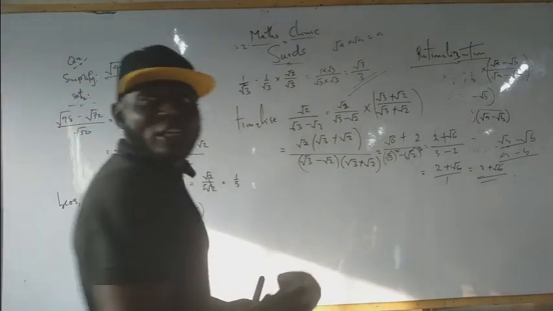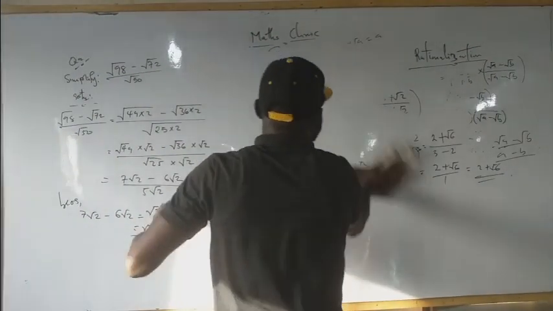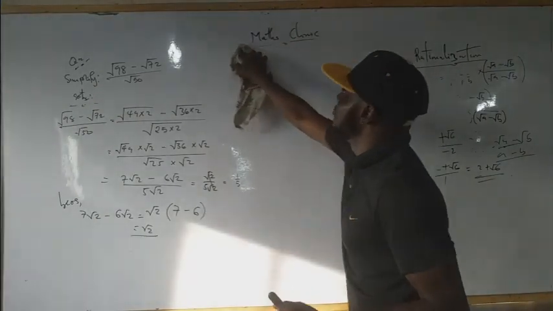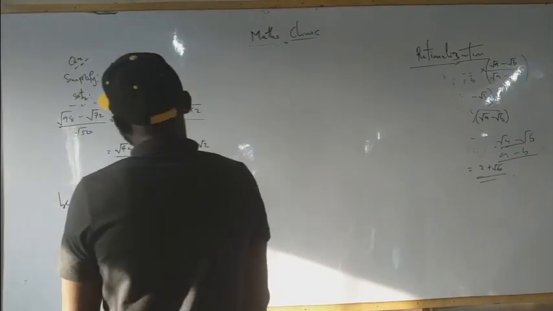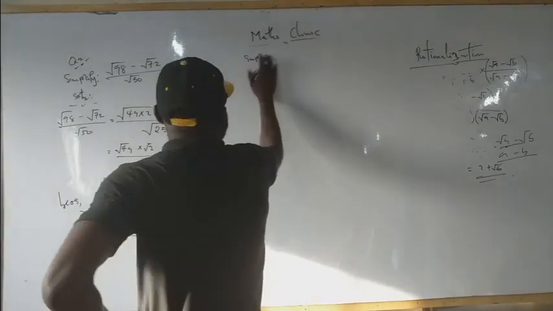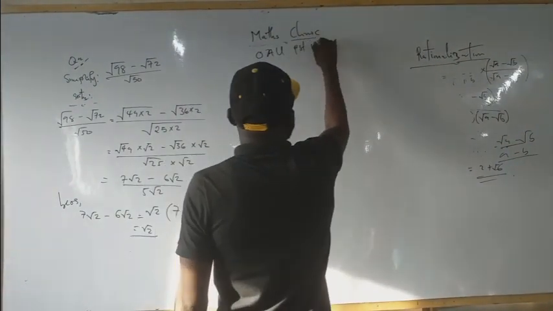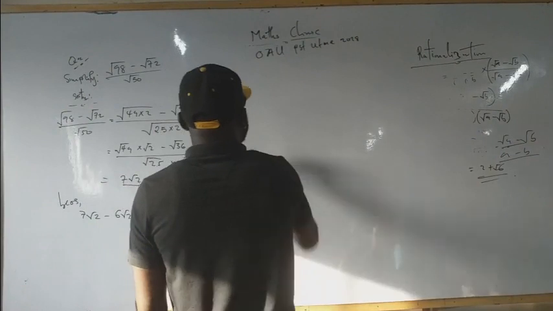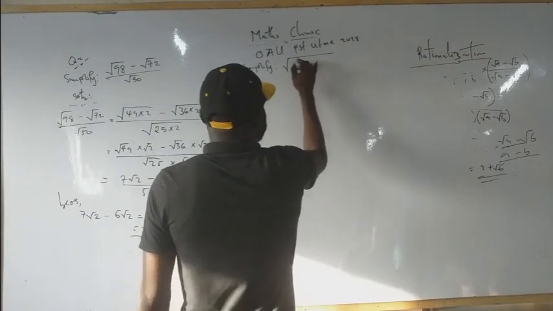Okay, now let's quickly look at the last question. If you are very, very conversant with your, not WAEC question, but POST-UTME, OAU to be precise, you will see this question there. You have to simplify. OAU post-UTME 2018. They also ask to simplify root 5.